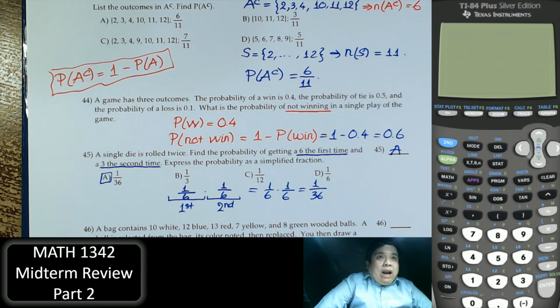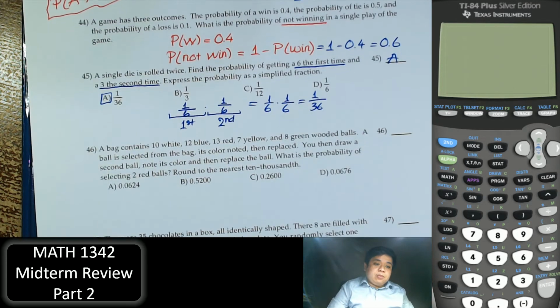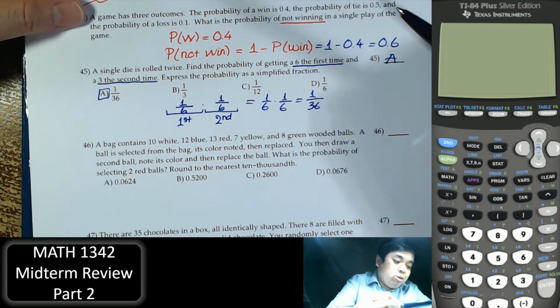So we have 1 out of 6 to get 6 on the first one, and 1 out of 6 to get 3 on the second time. Actually, this is a fair die, I didn't say that, but we assume a fair die.